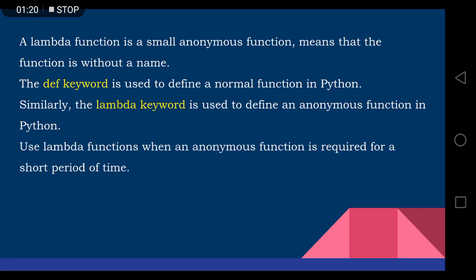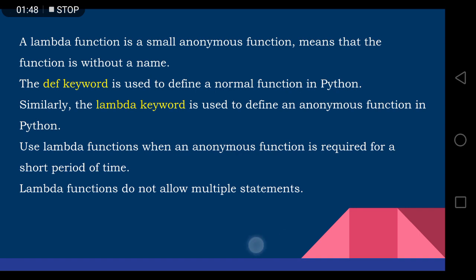So let us see the uses of a lambda function. Use lambda functions when an anonymous function is required for a short period of time. So if you want a short function for a short duration of time, we can use the lambda function. Lambda functions do not allow multiple statements. We can have only a single expression. That is, the lambda function can have only one statement, which is an expression statement.